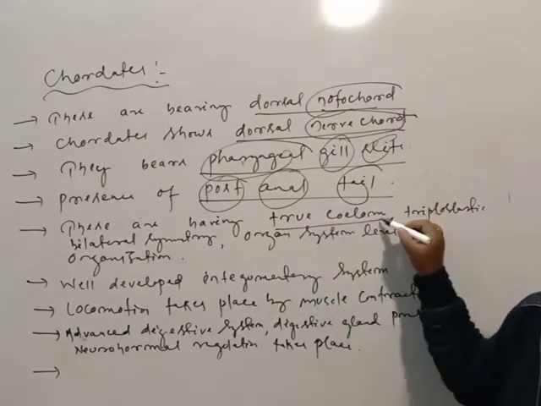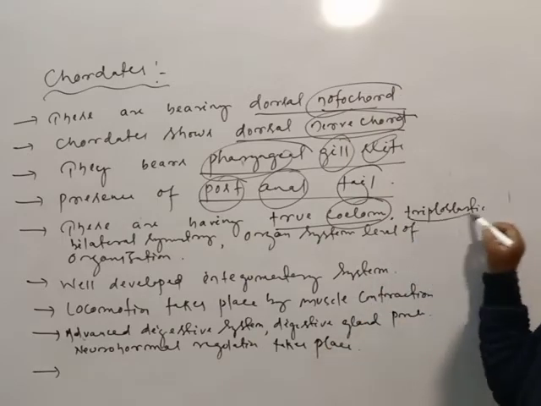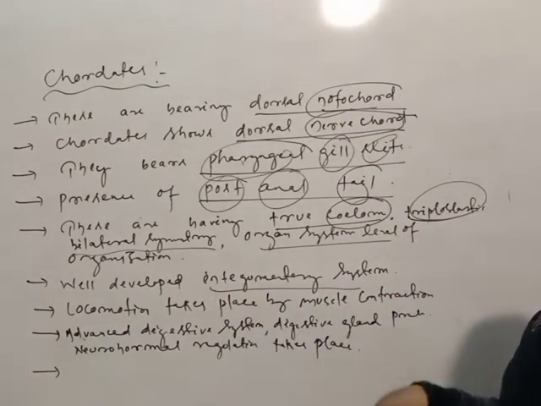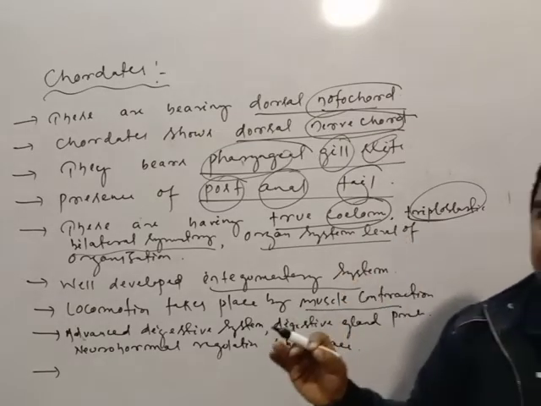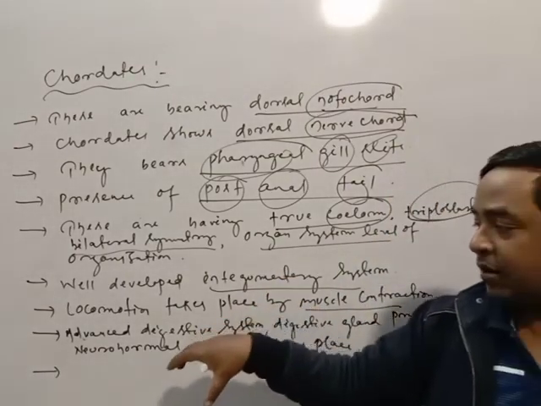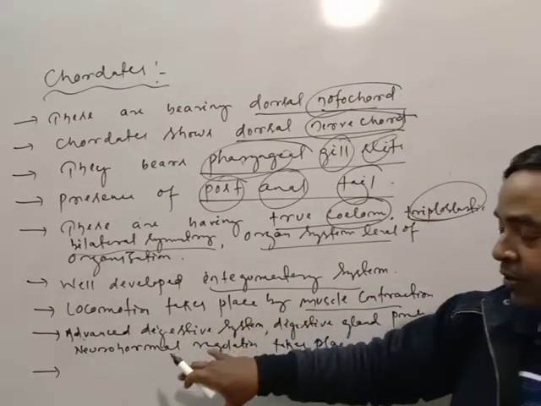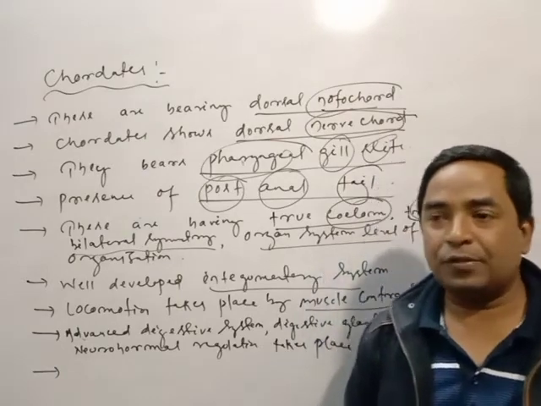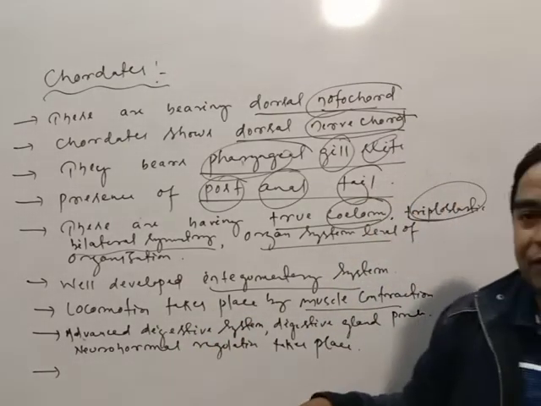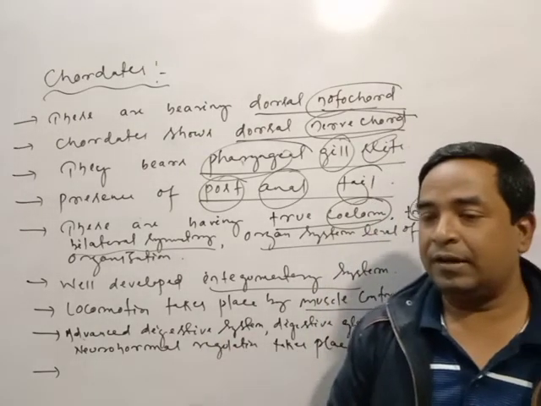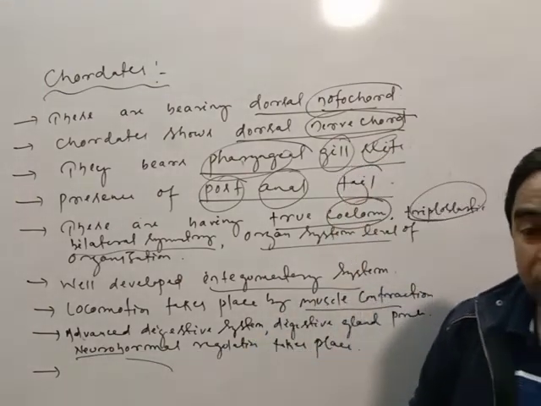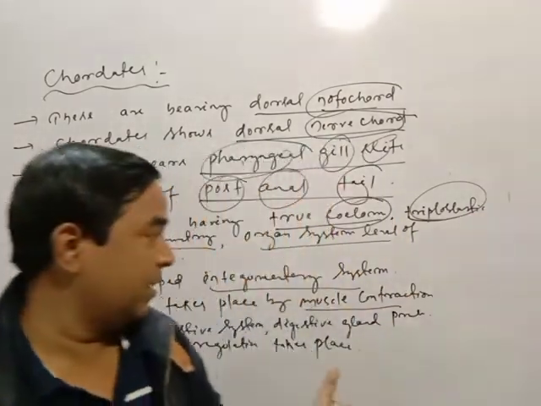These are having a true coelom. So a definite body cavity is there, having three germ layers, both lateral sides look alike, organ system level of organization, and well developed skin. So integumentary system and locomotion takes place by muscle contraction. Here different proteins like actin, myosin, troponin and tropomyosin are assembled for muscle contraction, and advanced digestive system. That means according to food habit, different types of feeding mechanisms are associated with it. Digestive glands, like salivary gland, gastric glands, liver, pancreas, all these glands are well developed. And these are regulated by the nervous system and also the hormonal system. Both hormone and nervous system simultaneously regulate the digestive system.